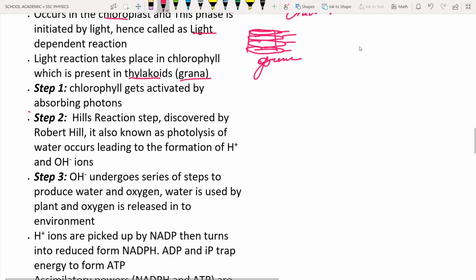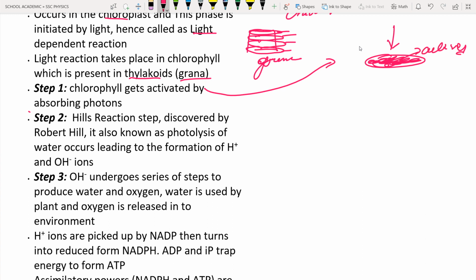The first step is that the chlorophyll gets activated by absorbing photons. So what is meant by photons? It is the energy of the light, tiny units of light. The thylakoid membranes contain the chlorophyll, and this chlorophyll is going to get activated when sunlight falls on it. So this is a must. This is the first important thing.